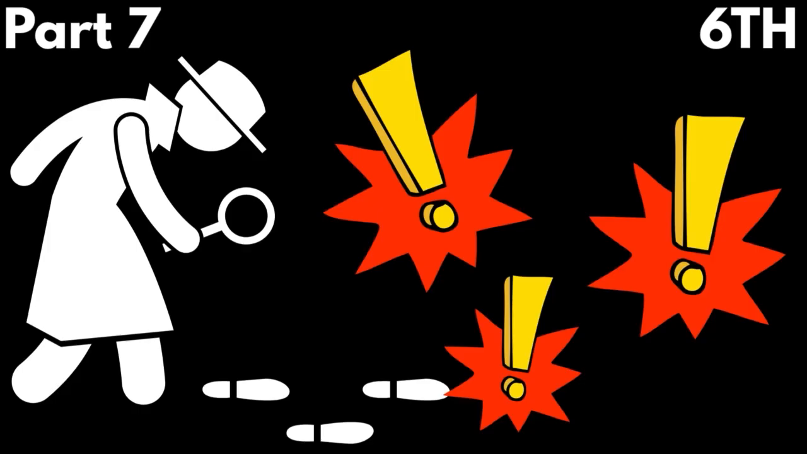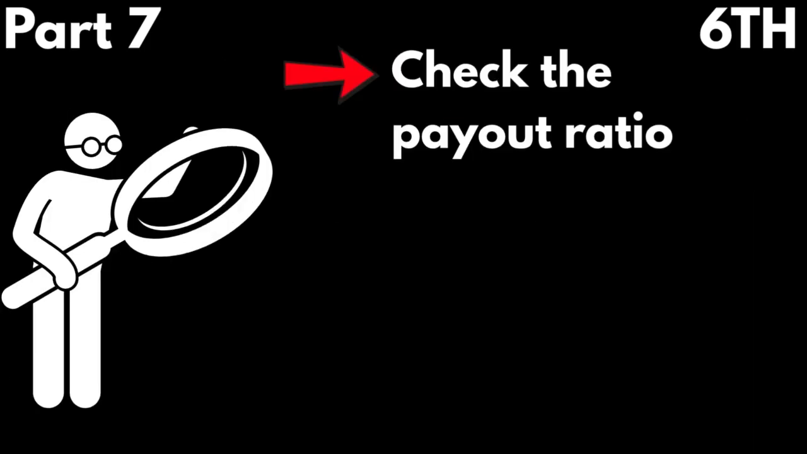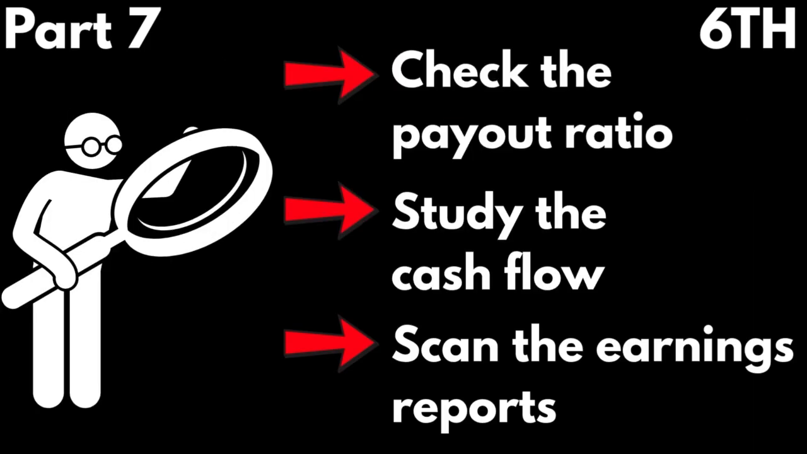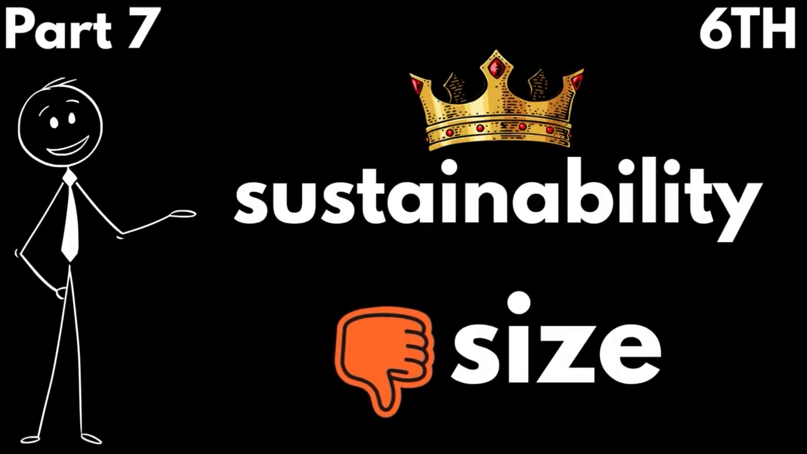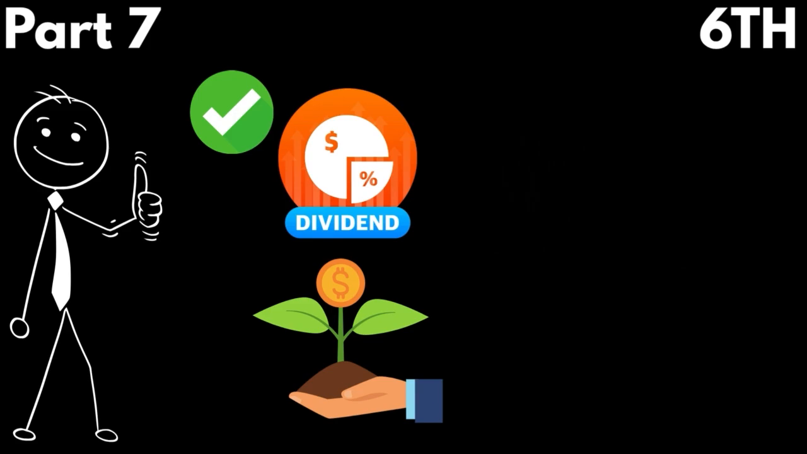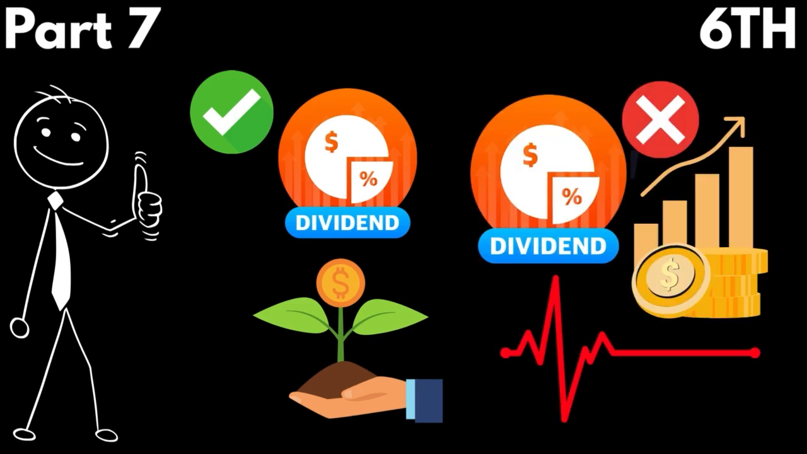You need to be a detective. Check the payout ratio. Study the cash flow. Scan the earnings reports. Do not let yield seduce you into a broken business. Remember, sustainability beats size. A smaller, growing dividend is always better than a huge one about to vanish.